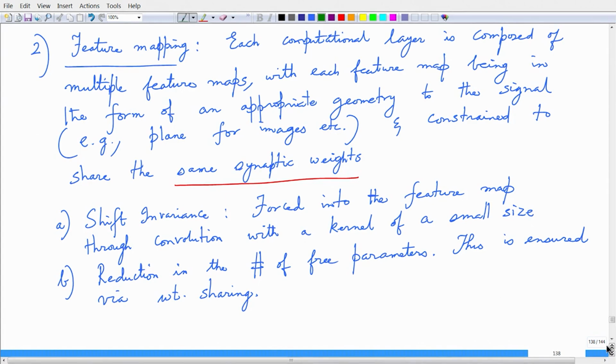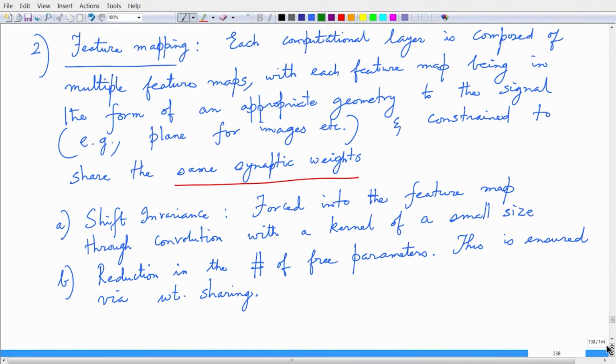Once we do the feature extraction, we do the feature mapping. Let us see how this is done. Each computational layer is composed of multiple feature maps, with each feature map being in the form of an appropriate geometry for the signal. For example, it can be a plane for images, or it can be a small 1D array, etc., and they are constrained to share the same synaptic weights.